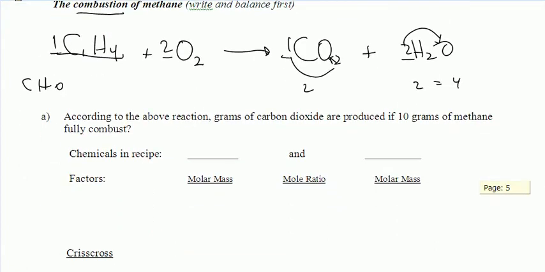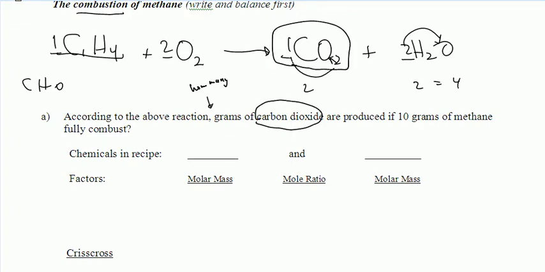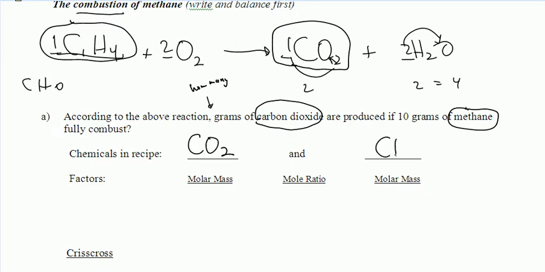For the first problem, according to the above reaction, how many grams of carbon dioxide are produced if 10 grams of methane fully combust? So the chemicals in the recipe are carbon dioxide, not tricky because I gave you the word, but I'm sure we all remember carbon dioxide as CO2. In this case, methane is CH4. By deductive reasoning, we know it's not water, we know it's not carbon dioxide, and we know it's not oxygen.